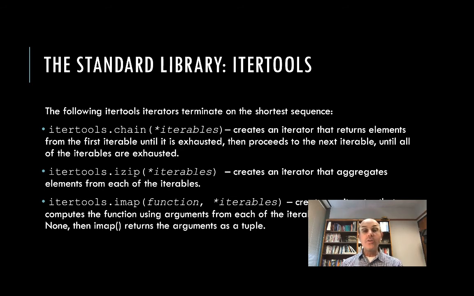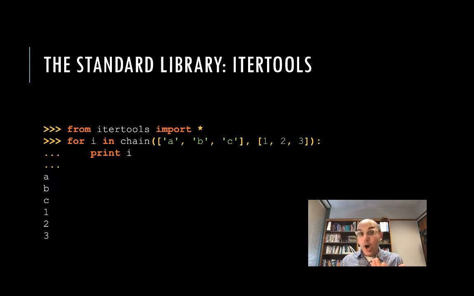We can also use izip, which creates elements from each of the other iterables. And we can use imap as part of itertools, which computes the function using the arguments from each of the iterables inside. So if a function is set to none, then izip returns the arguments as a tuple. I hope it makes sense.